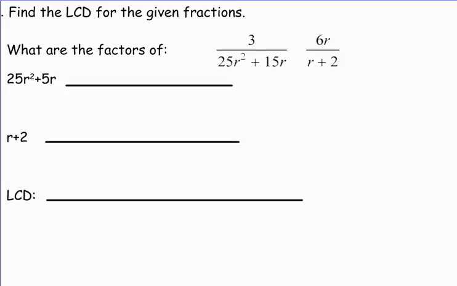Okay, here's a little bit more difficult one, a little bit more involved, but you guys can do it. So let's look at it. What are the factors of 25r squared plus 5r? Well, let's see. There's a 5 and an r, and then I have a 5r plus 1 in common. What are the factors of r plus 2? Well, r plus 2. My least common denominator? Well, they don't have anything in common, so it's going to be the whole thing.